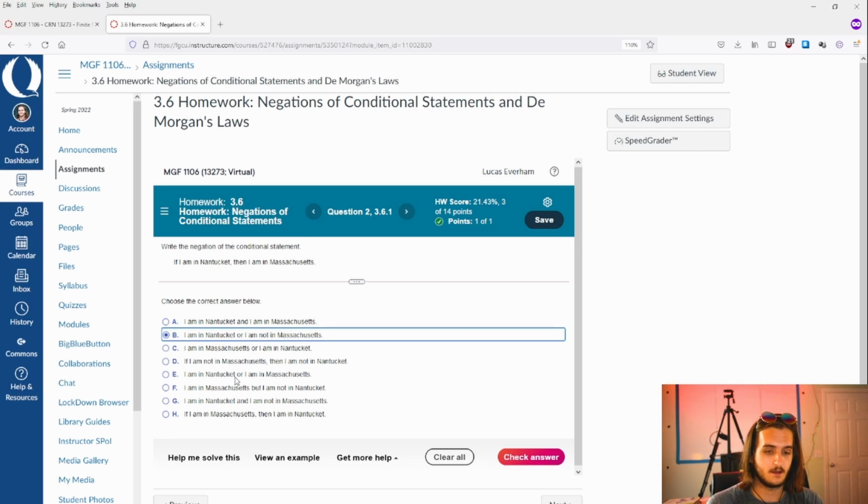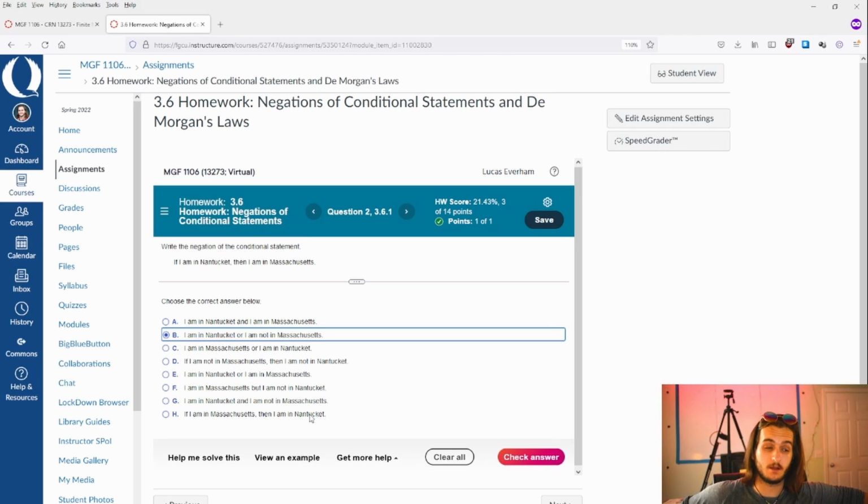I am in Nantucket or I'm in Massachusetts, that's just taking the thing and putting an or in the middle of it. That does nothing. It's a different sort of statement. I am in Massachusetts, but I am not in Nantucket, which is interesting. That's something like a Q and not P. I am in Nantucket and I am not in Massachusetts. That is P and not Q. Okay, that's something.